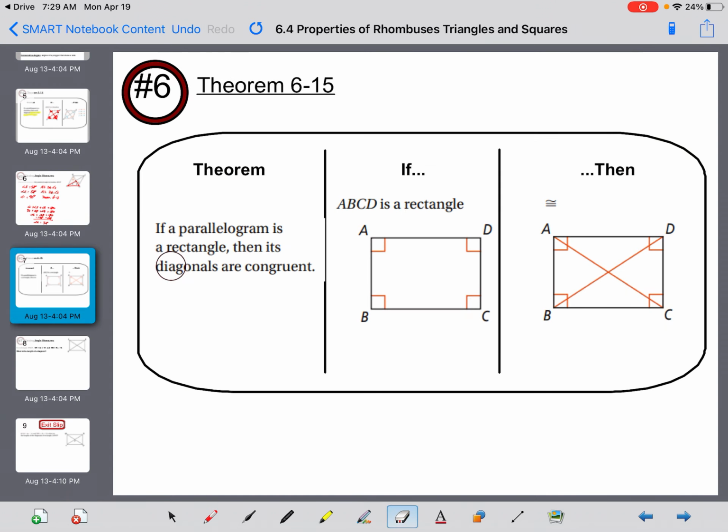Your last theorem for today is: if a parallelogram is a rectangle, then its diagonals are congruent. Remember, it's only a rectangle if it has four right angles. Okay? So the diagonals then are congruent. And what does that mean? That the entire line of AC, this entire line, is congruent to the entire line of BD. So AC is congruent to BD.